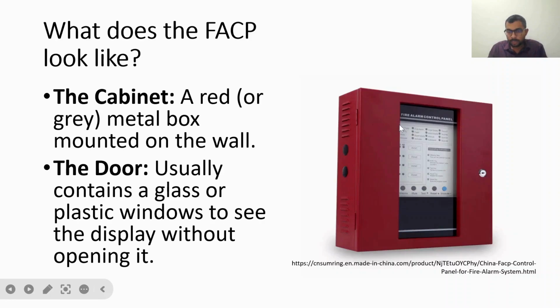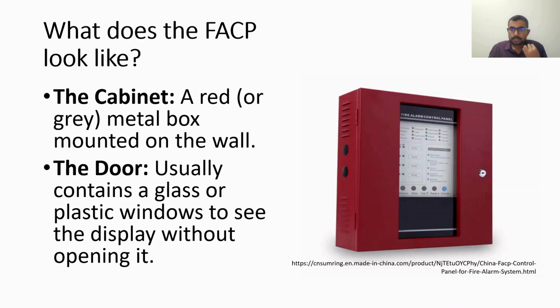In the normal fire alarm control panel, we have a cabinet. The cabinet could be either red or gray color, which depends on the manufacturer. The cabinet is made of metal, and this is normally mounted on the wall. So that is the cabinet.